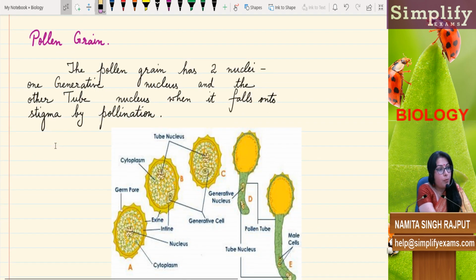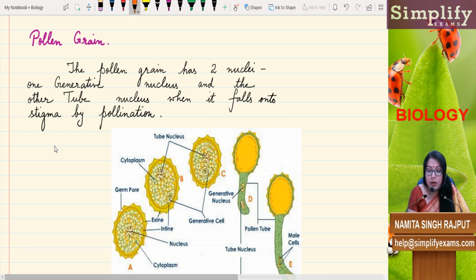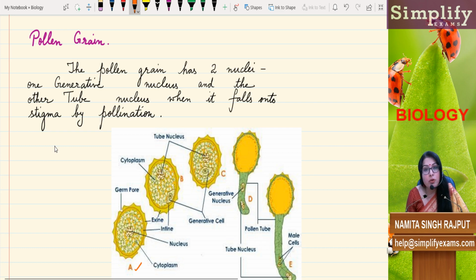Okay, now pollen grain is a small round structure which falls on the stigma of another plant or of the same plant by the process of pollination. And when it falls on the stigma of a flower, then it has got a two nucleus stage. That means we'll just look at the structure of the pollen grain. Just see here, this is figure A. It has got pollen grain. Now this pollen grain has got two layered structure.